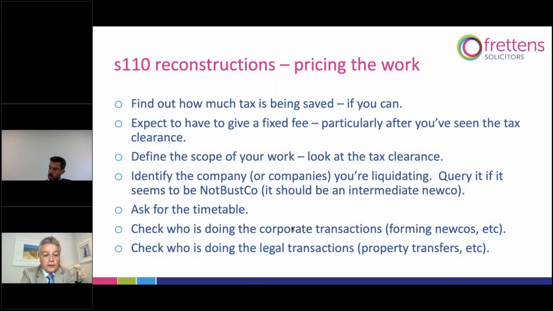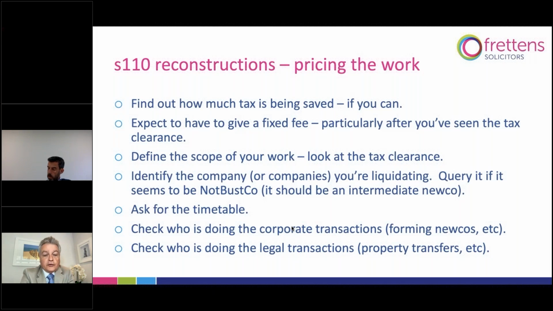You should look at the company and the companies that you're liquidating, again, as you normally would with an MVL, and again, if it is an intermediate holding company created specifically for the role, that's nice and straightforward, because it will be coming, we would hope, without too much in the way of history to it. You should ask what the proposed timetable is. That's obviously going to be relevant to the amount of work that you have to do, and how urgent it is.